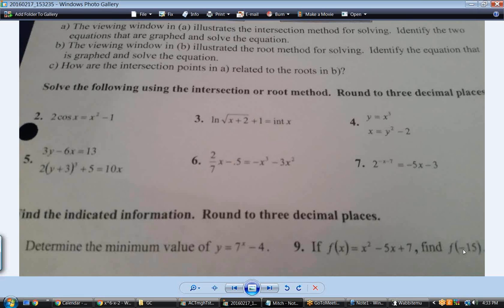In this case, it's a number, so it's relatively easy. But it could be a variable. It could be what is f of x plus 3, in which case we plug in x plus 3 wherever we see x.